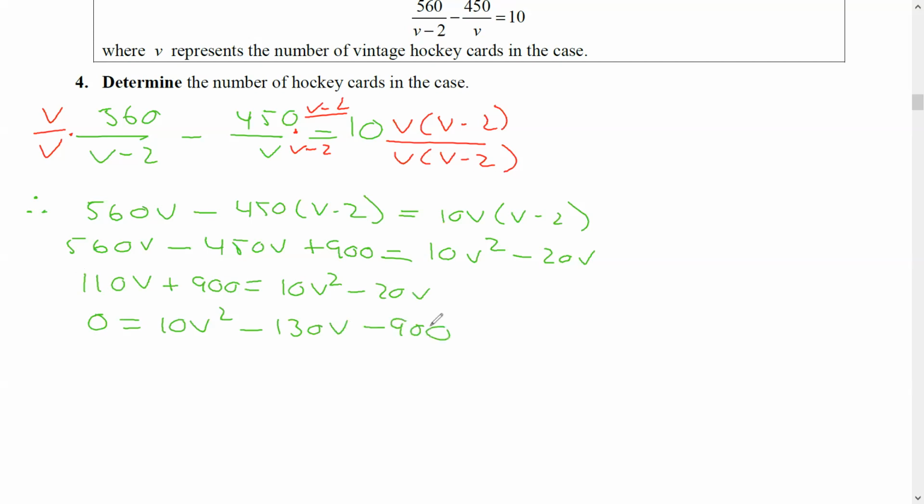There's my quadratic. I notice I can actually divide everything by 10. I'm allowed to do that because I'm dividing both sides by 10. So I'm just changing how it looks, not what it's equal to. Okay, so now I've got this nice, or at least nicer looking quadratic equation. Okay, so it's two numbers that multiply to negative 90 and add to negative 13.